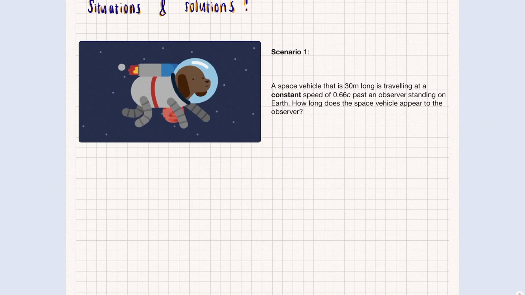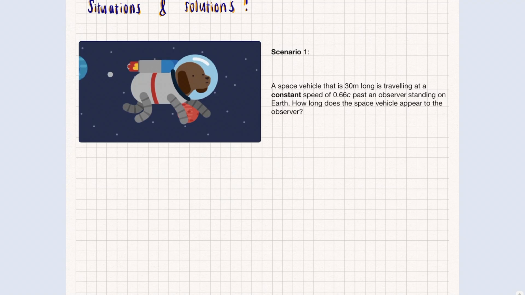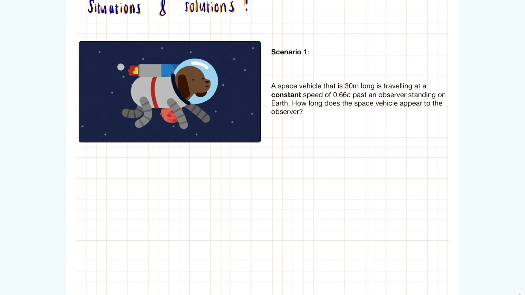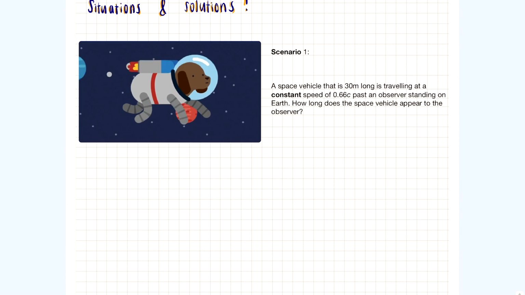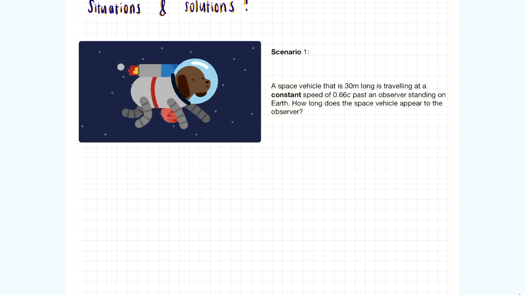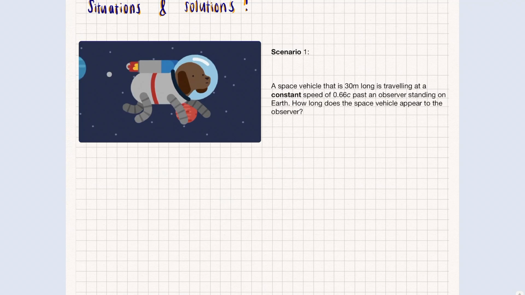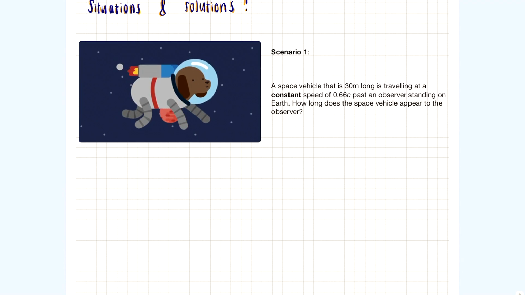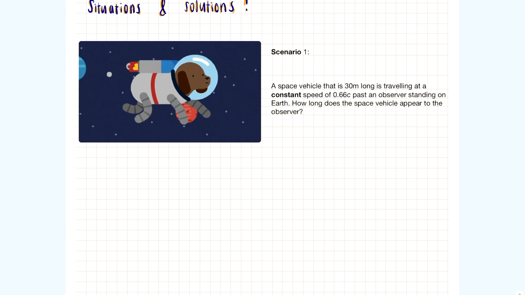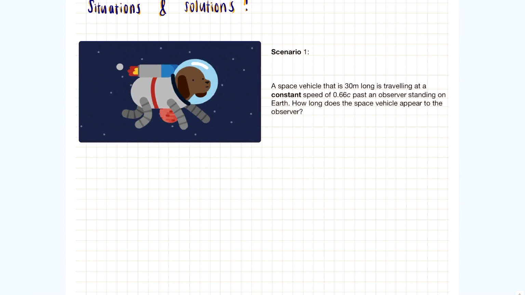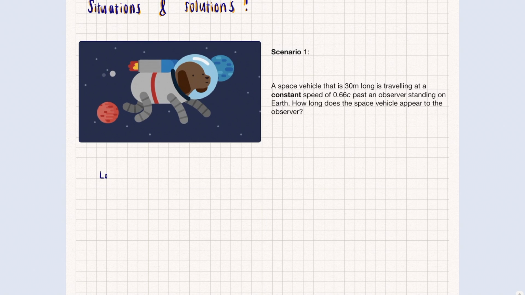Now, let's look at some examples. Scenario 1. A space vehicle that is 30 meters long is traveling at a constant speed of 0.66 c past an observer standing on Earth. How long does the space vehicle appear to the observer? Now let's look at some information we know.